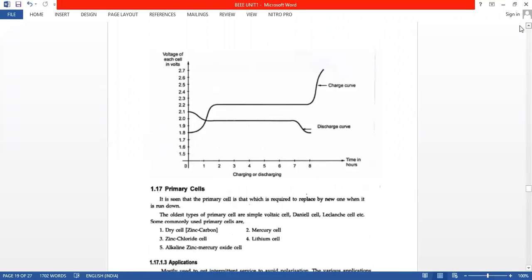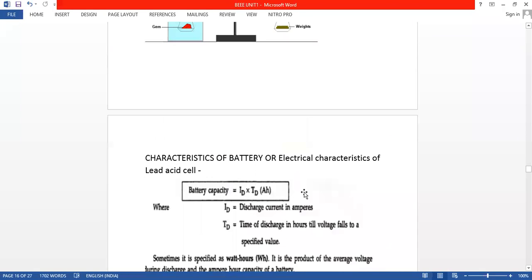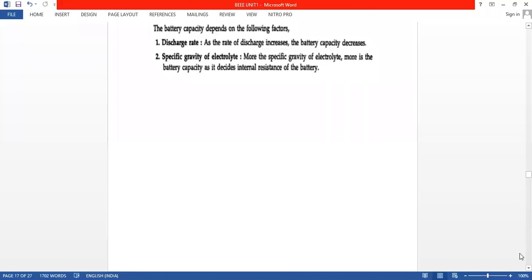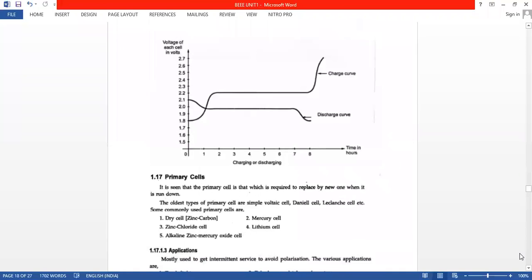So what are the characteristics? I will replay this one once again. So what are the characteristics of the battery? First, battery capacity. Next, ampere hour efficiency, watt hour efficiency. Next, what we are having? This graph, charging and discharging.